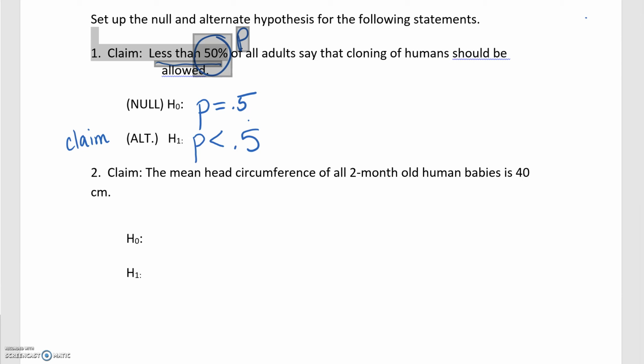So the next one, claim: the mean head circumference of all 2-month-old human babies is 40 centimeters. Now this is talking about a mean. So for means, we use the symbol mu. So our claim is that it is 40 centimeters. Now is the same as equal to. So in this case, our null hypothesis is our claim. We're also going to write that. And when we don't have a less than or greater than, then our alternate hypothesis is going to be mu does not equal 40.